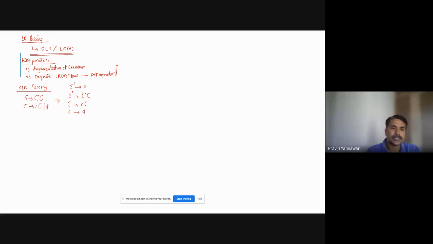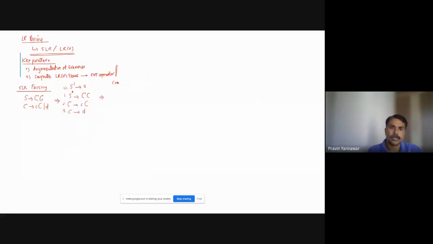We are going to refer to this with production numbers. This is the zeroth production, this is the first production, this is the second production, and this is the third production. So there are a total of 4 productions here: S dash implies S, S implies CC, C implies small c, capital C, C implies D. Now, once you have an augmentation of the grammar, what is the next step? The next step is computation of LR items.